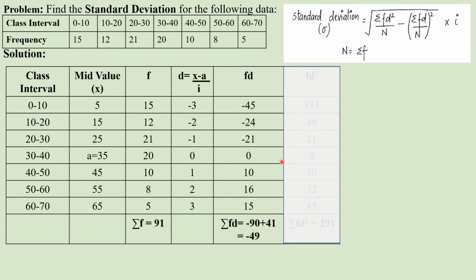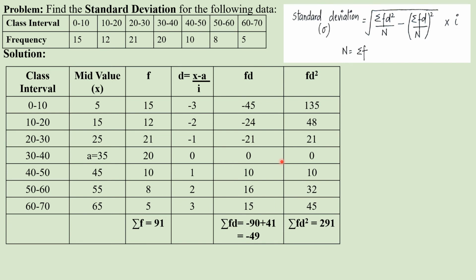Now find out fd square. Fd square is calculated by multiplying fd and d. So minus 3 into minus 45 is 135. Minus 2 into minus 24 is 48. Minus 1 into minus 21 is 21. 0 into 0 is 0. 1 into 10 is 10. 2 into 16 is 32. And 3 into 15 is 45.